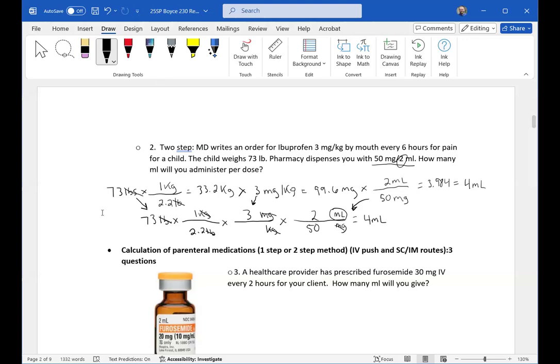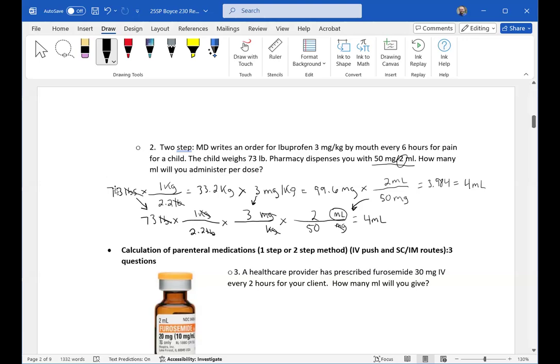So again, my purpose of showing you these two ways is just to let you know that whichever way you do it, you should be getting the same answer. And if you're at 3.99, 3.98, whatever, if it's 0.9998, you're at the whole number, okay? If it's 3.91, then it's 3.9. I think if you are off by 1/10 of a milliliter, you're probably fine.